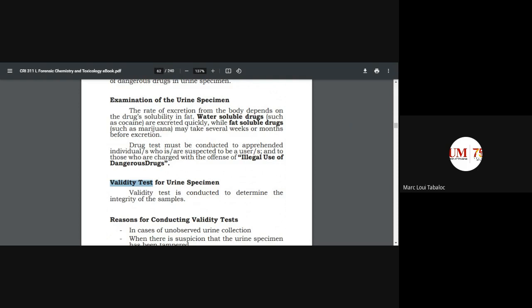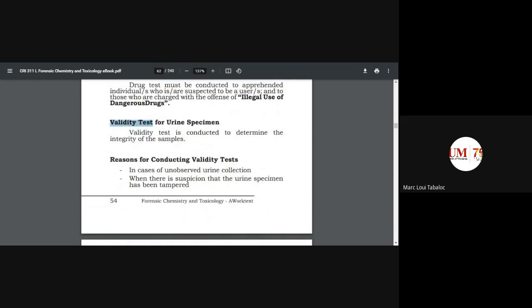Same goes with a validity test for blood. Maybe the specimen presented is not really of human origin. So why is there a reason to conduct validity tests, especially in drug analysis? What if during the drug test, say an organization conducted a drug test, and nobody observed the process of giving or collecting the specimen? There's no standard. Of course, a validity test is needed.